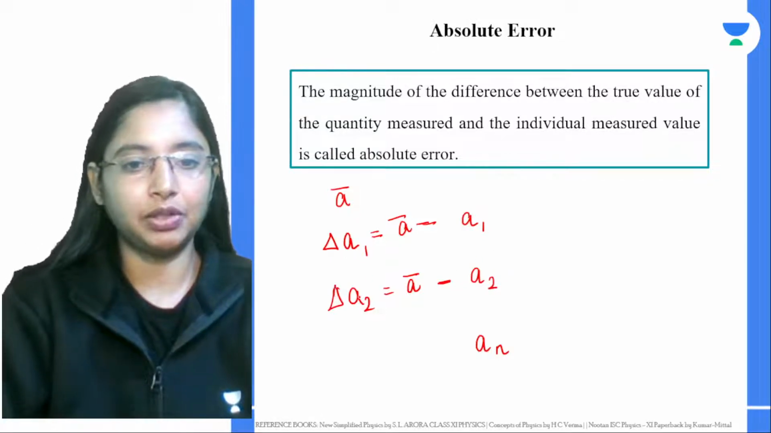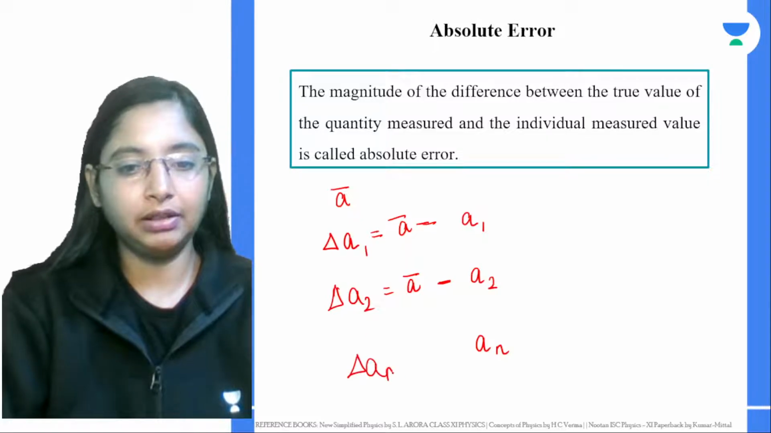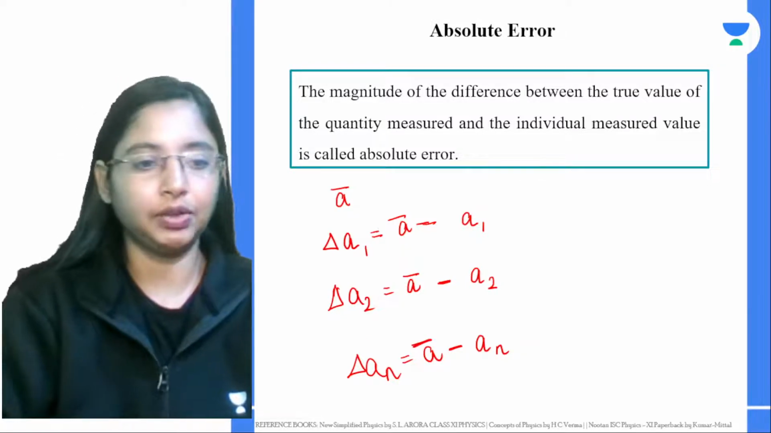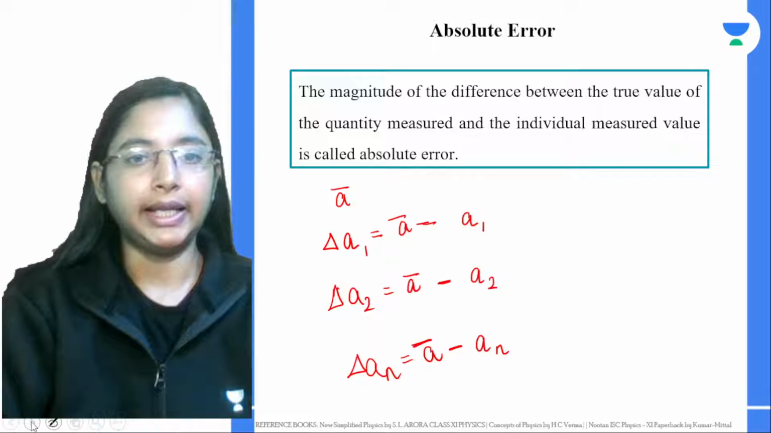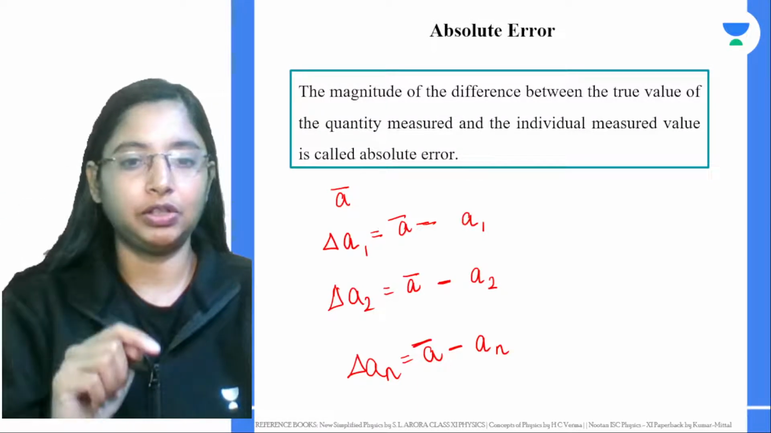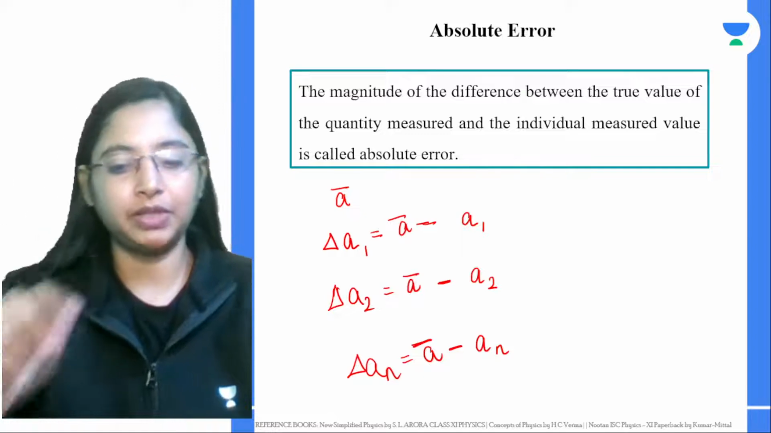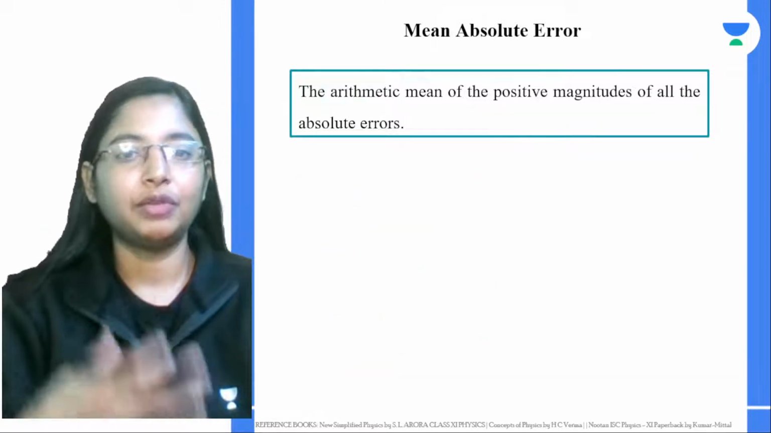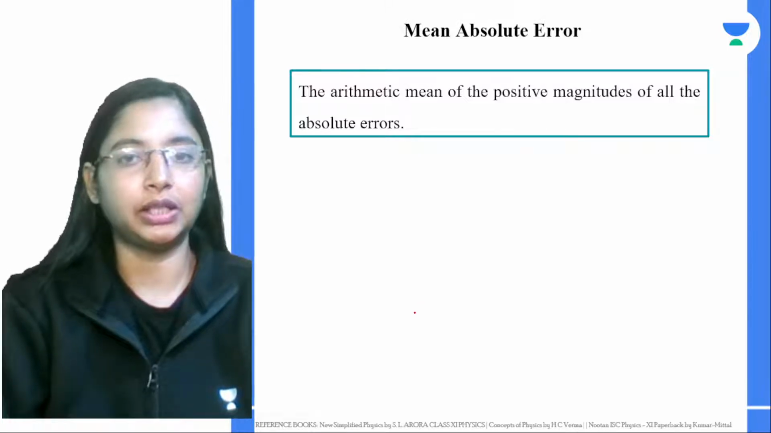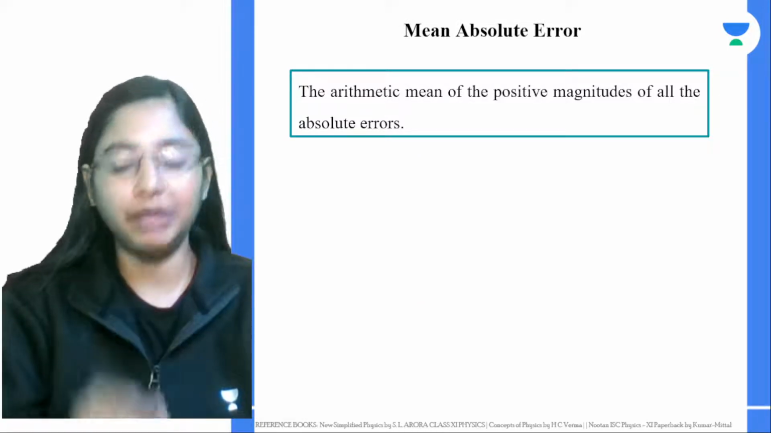That will give you the absolute error. Similarly, for the nth absolute error also, it is the mean value minus that particular nth reading, what was the value you got. That will give you the absolute error. Okay. Next, for absolute error means you're taking for individual reading. Now, this absolute error when you're taking, sometimes it can be positive, sometimes it can be negative. So what we do, we take an arithmetic mean of all the positive magnitude of the absolute errors. That gives us the final or the mean absolute errors.